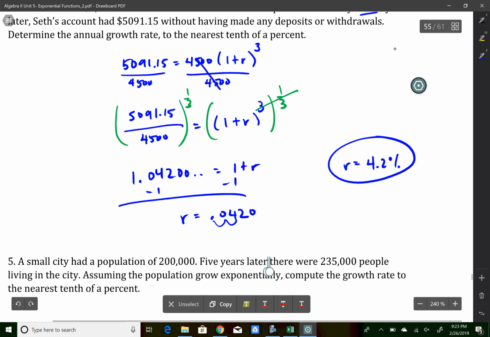Now, do you have to use fractional or rational exponents to do this? The answer is no. But sometimes you don't want to take like the 15th root or something weird like that. So using the fractional exponents actually makes this a little bit easier to type in your calculator.